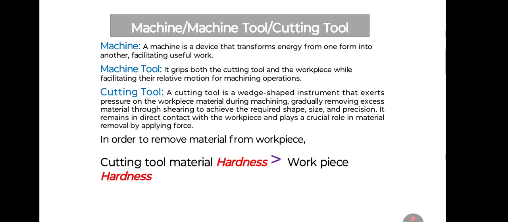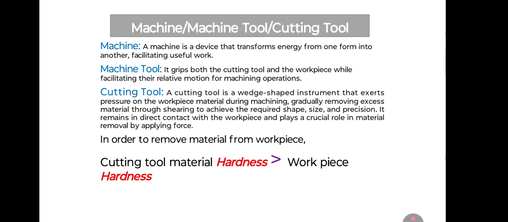Now what is a cutting tool? A cutting tool is a wedge shaped instrument that exerts pressure on the workpiece material during machining operation, gradually removing excess material through shearing, that is shear deformation, to achieve the required shape, size, and precision. It remains in direct contact with the workpiece and plays a crucial role in material removal by applying force.